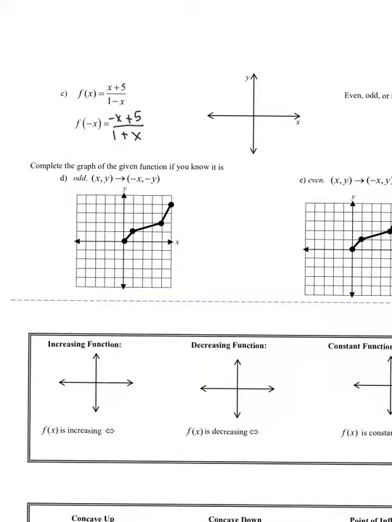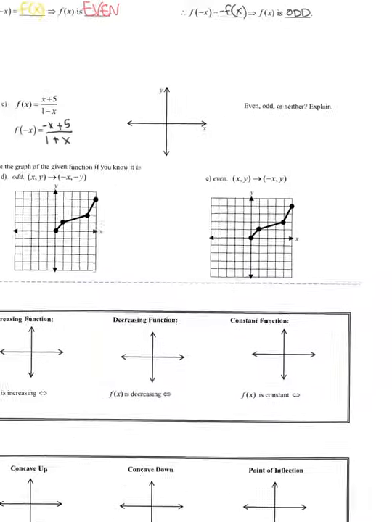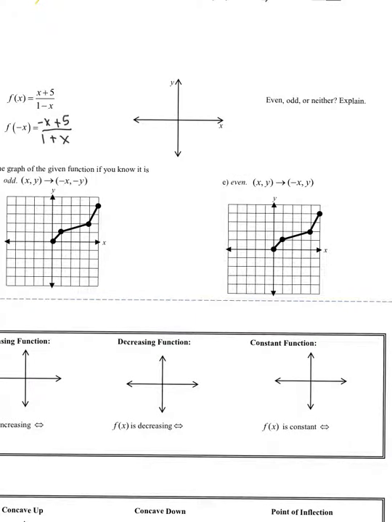Now, this is definitely not the original function back, and there's no way that I can factor out a negative sign to make that top match the opposite function. So this is not even, nor is it odd, right? So f of x does not equal f of negative x. F of negative x does not equal negative f of x, therefore it's neither.